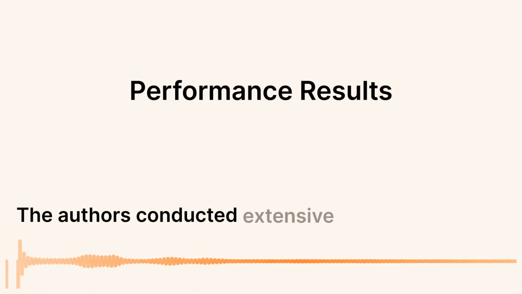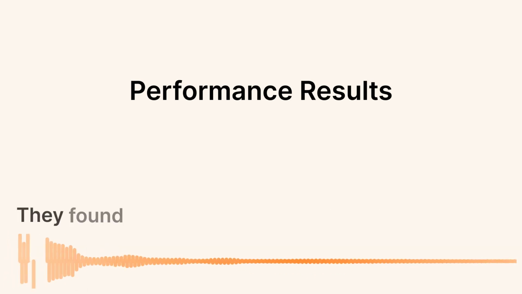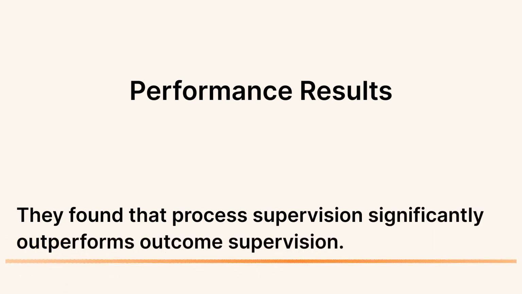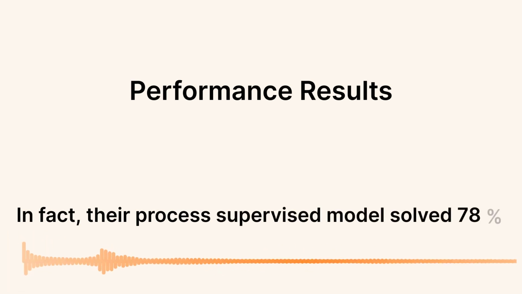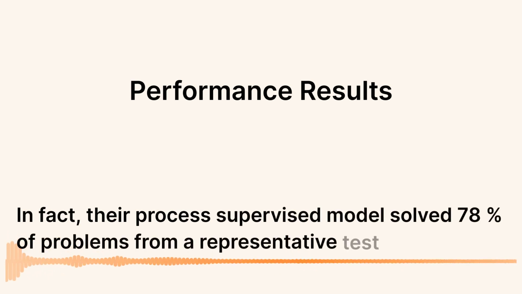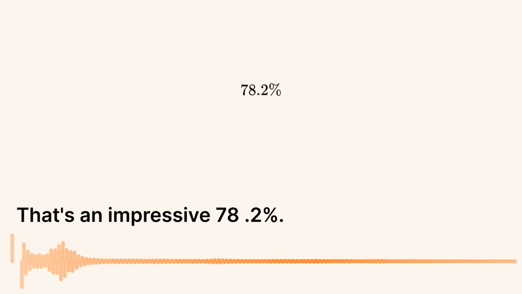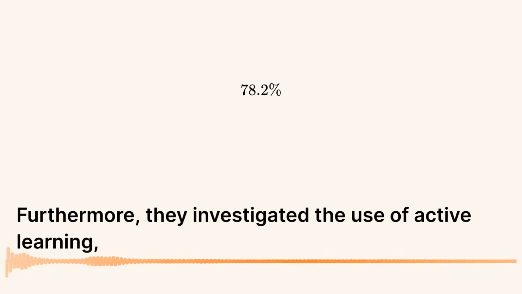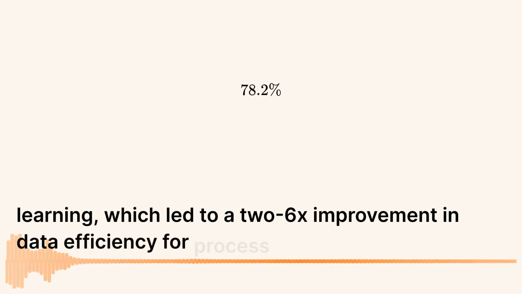The authors conducted extensive experiments using the challenging MATH dataset. They found that process supervision significantly outperforms outcome supervision. In fact, their process-supervised model solved 78% of problems from a representative test subset. That's an impressive 78.2%. Furthermore, they investigated the use of active learning, which led to a 2.6x improvement in data efficiency for process supervision.